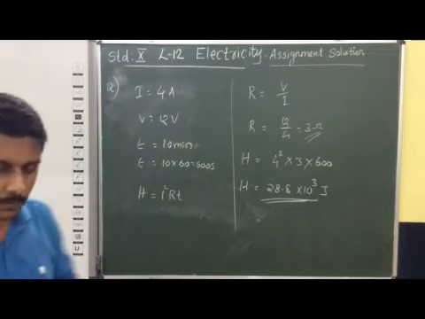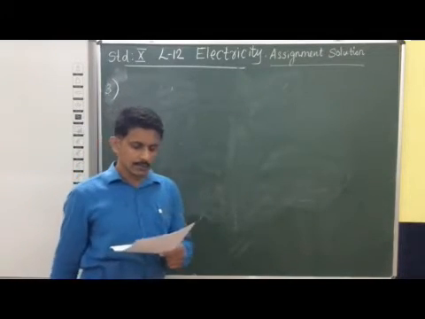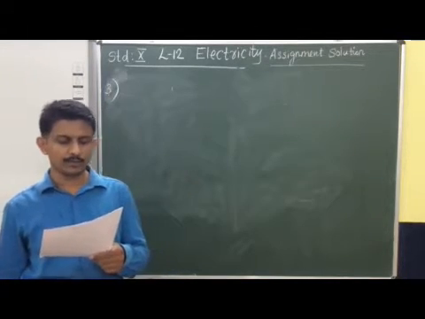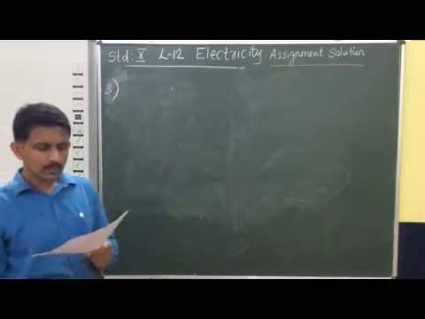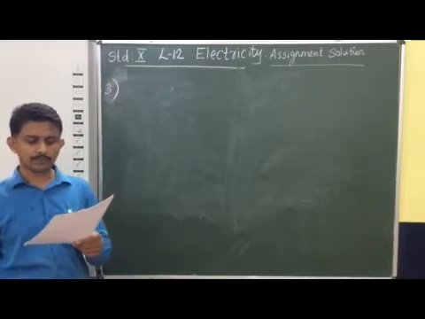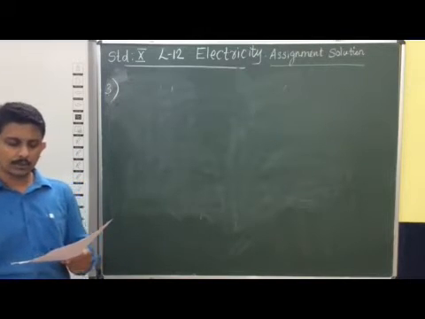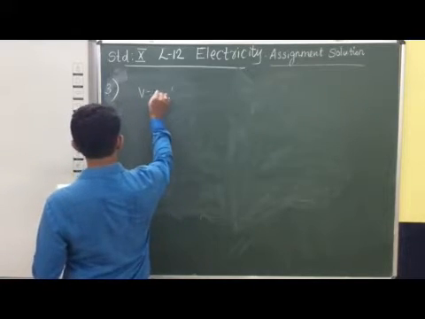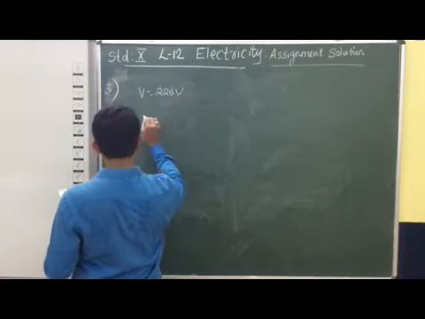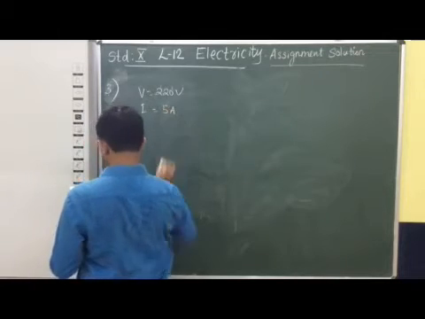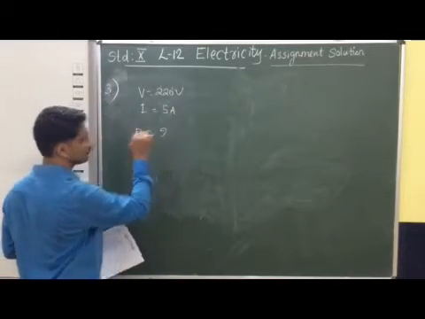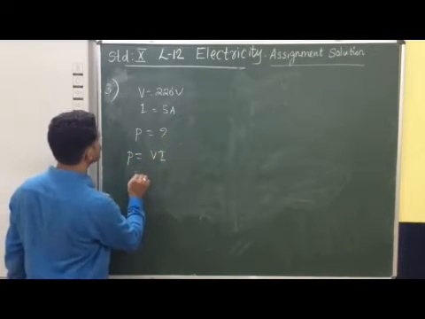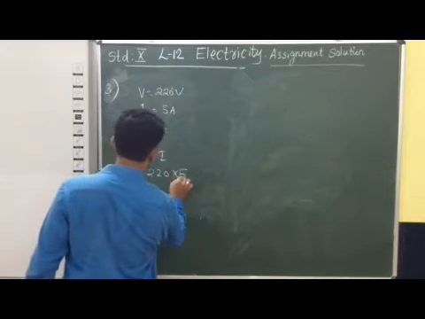Now we will consider our question number 3. An electric heater is used on a 220 volt supply and takes a current of 5 ampere. What is the power and what is the cost of using the heater for 30 days if 1 kilowatt hour costs 50 paise? So voltage is given, that is 220 volt, and current is given, that is 5 ampere. So we have to calculate the power consumed. We can use the formula P is equal to VI. So 220 into 5.